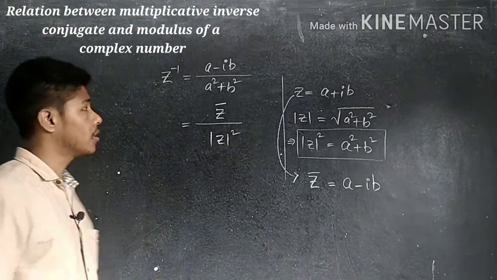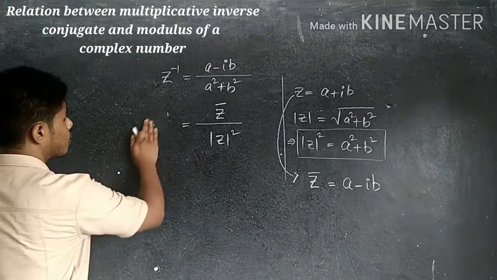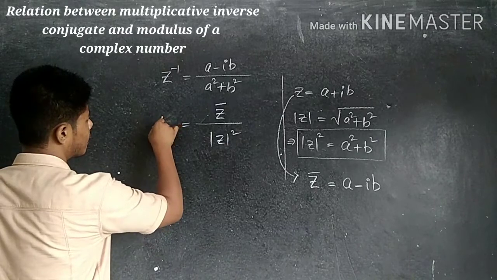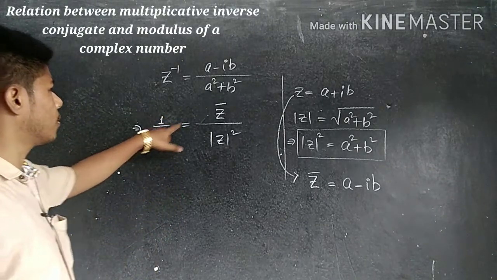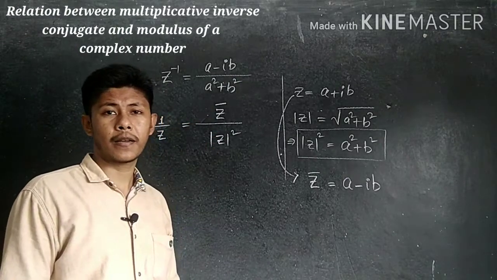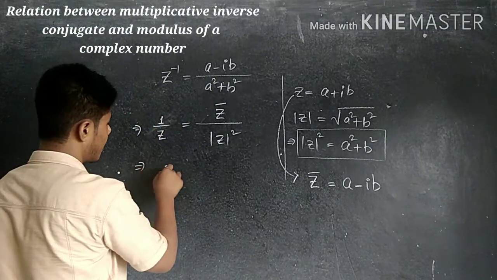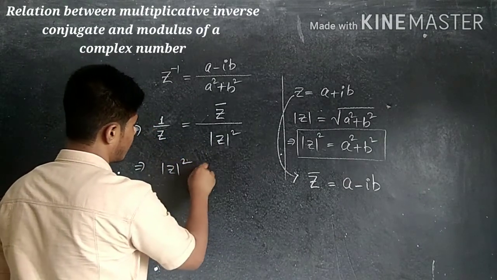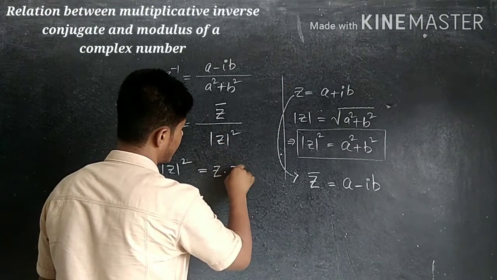Is it clear? On the left hand side this is z inverse, or z inverse means we can also write 1 by z. So that means 1 by z equals z bar divided by modulus of z square. Clear? Now after cross multiplying these two, what do we get? Modulus of z square equals z into z bar.